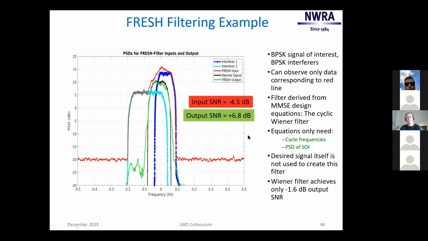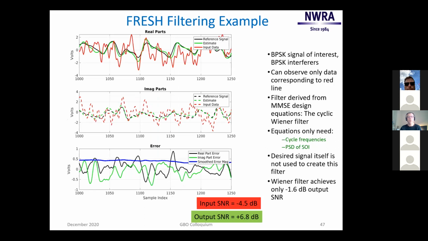You can every once in a while refresh those equations, solve them again with new data. I don't know, but it's an interesting idea to try to uncover a natural signal from a co-channel man-made signal. This is just the errors, so you can see the red again is what we can view in our receiver, and the black is what we want, and the green is the output of the fresh filter.